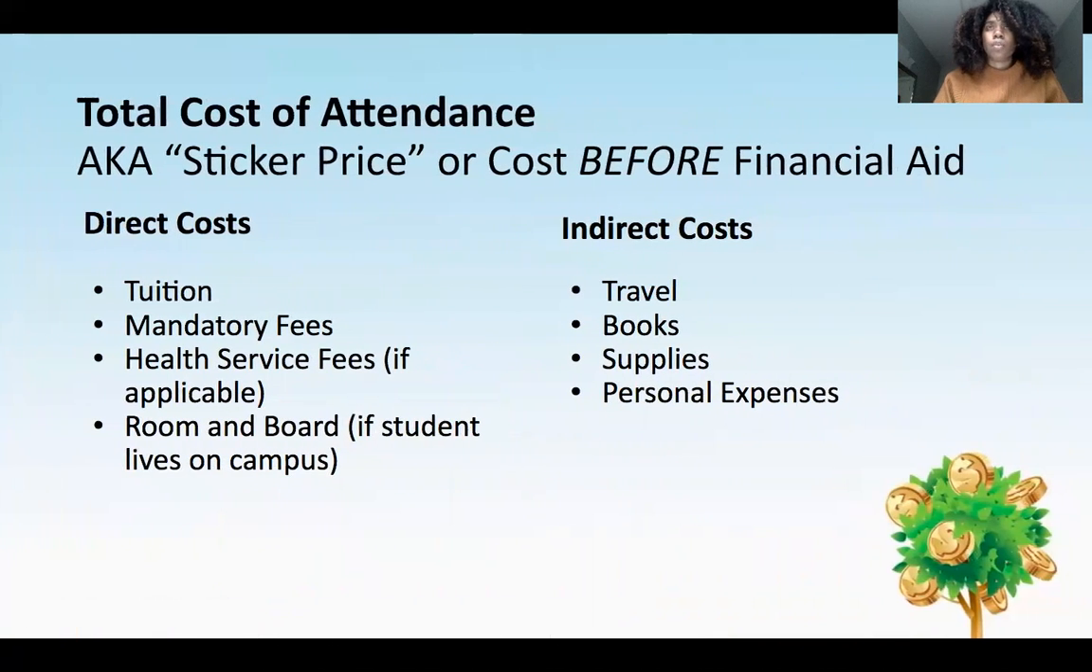Now we're going to talk a little bit about total cost of attendance. This is considered the sticker price, or cost before financial aid. There are two types of these costs: direct costs and indirect costs. Direct costs would include tuition, mandatory fees, health service fees, and room and board if a student is deciding to live on campus. Indirect costs would include travel, books, supplies, and personal expenses.